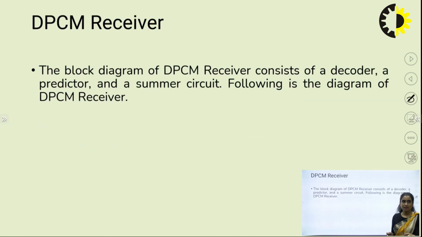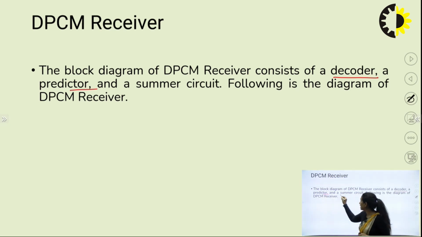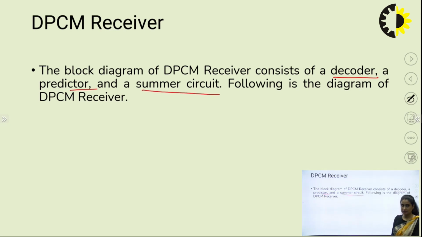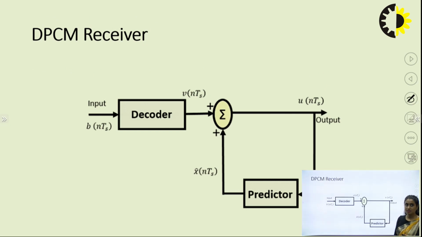If I talk about the DPCM receiver, it will consist of a decoder, a predictor and a summer circuit. Let's give it a look. This is how my DPCM receiver will look. So to demodulate such a signal, what do I use? I'll be using a decoder, right? And here, again for the receiver, I'll be using a predictor circuit.